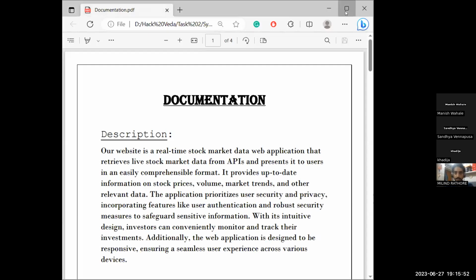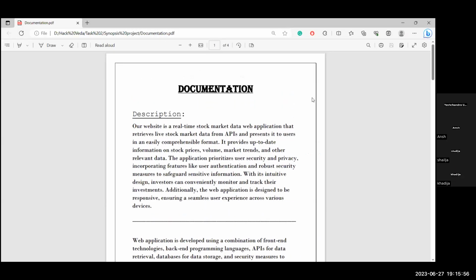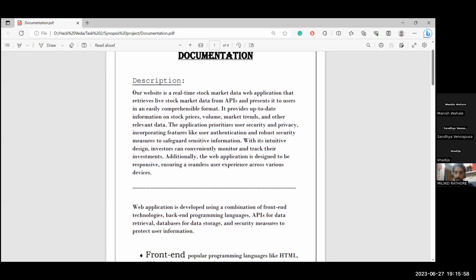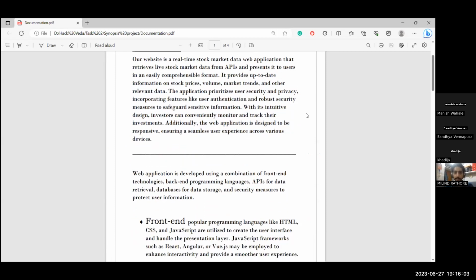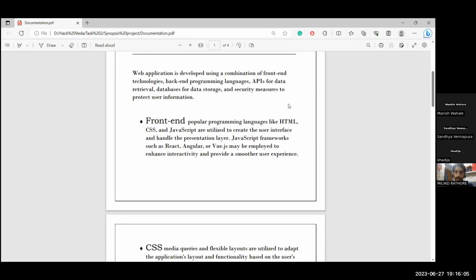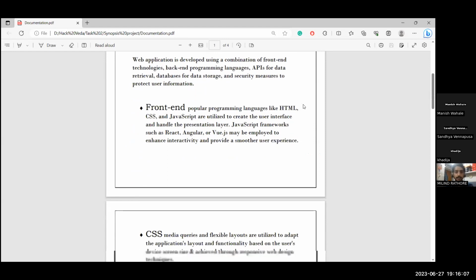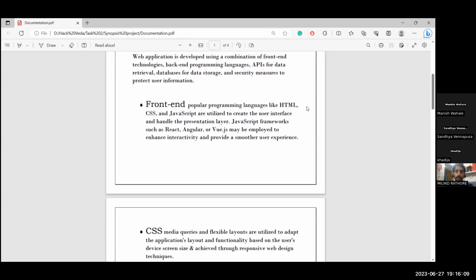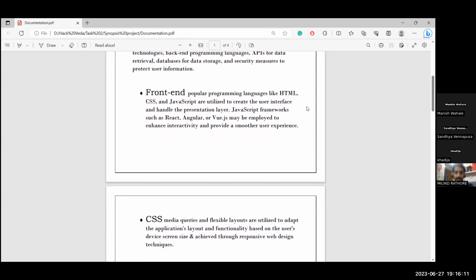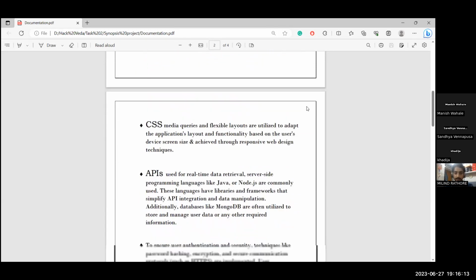Yeah, so here is my documentation part. So first it gives a brief description of our website, which I already introduced to you at the start. Then we have given some points on the front end, CSS, and the APIs part.